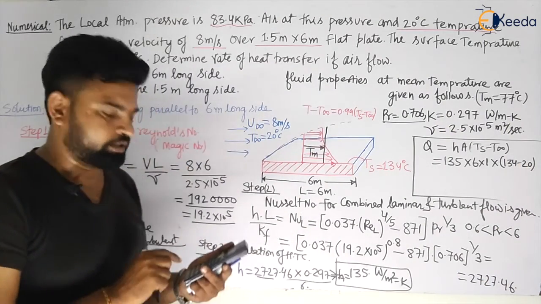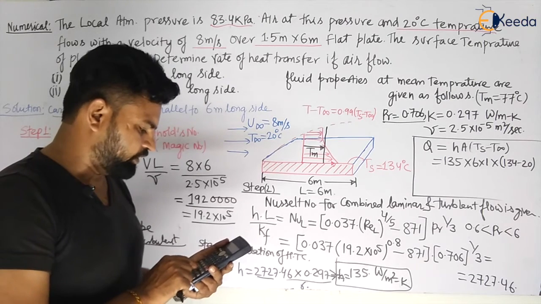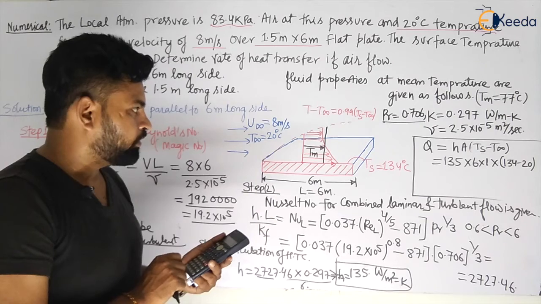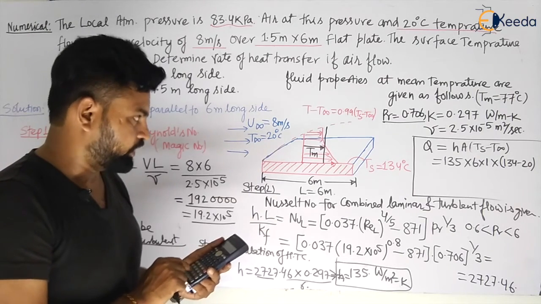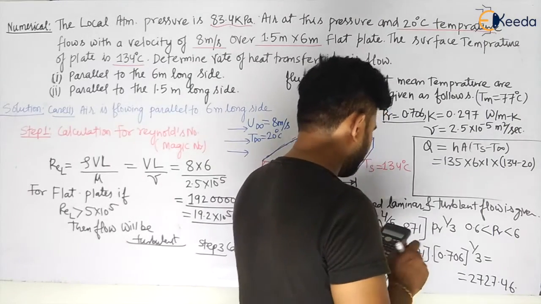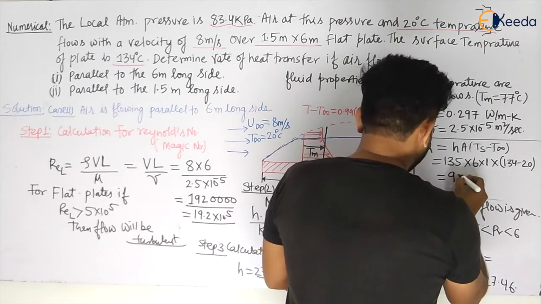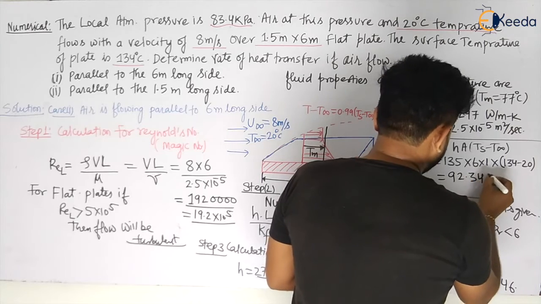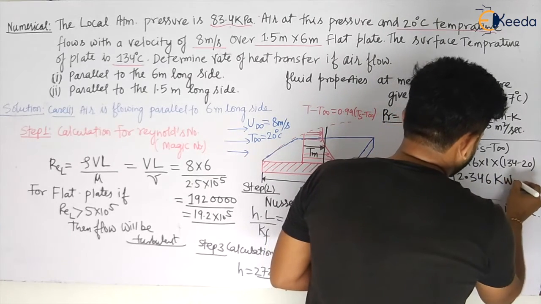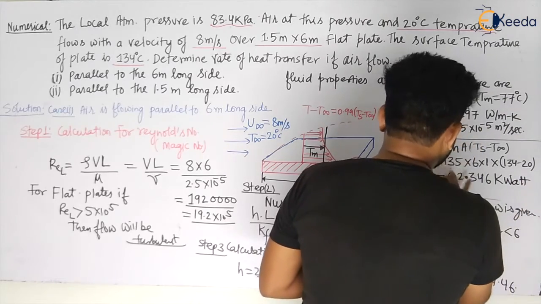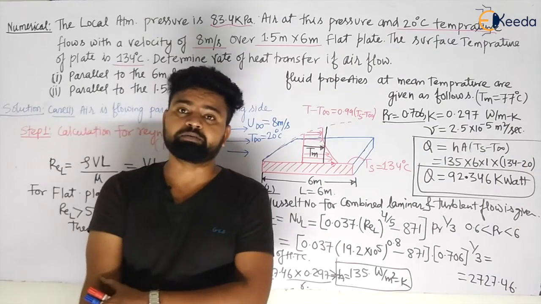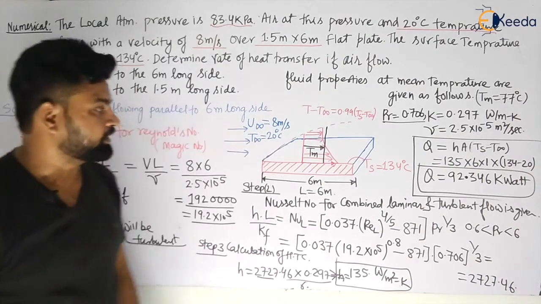So this will become how much? Let us see. 135 into 6 into 114, that is 134 minus 20. So heat transfer will be equal to 92.346 kilowatt, my dear students. So this much will be the heat transfer in this case.